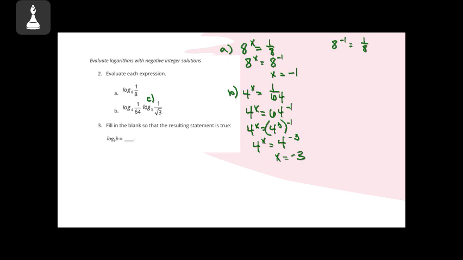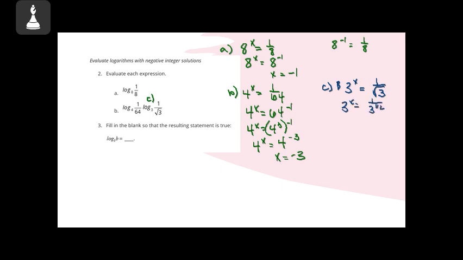Log base 3 of 1/√3. So that means, 3 to what power gives me 1/√3? All right, so let's think about this here. √3 is 3 to the 1/2 power. So I'm going to change that to 1/3 to the 1/2 power.